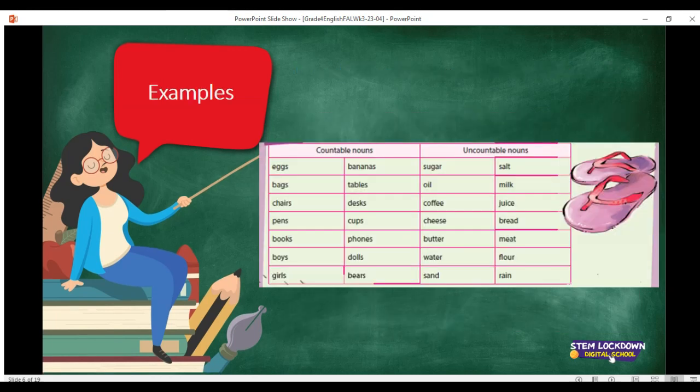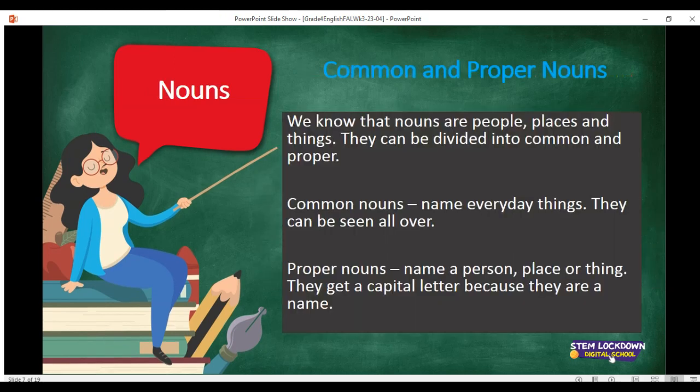Now, if we move on to common and proper nouns. I know in grade 3, you learned probably from your teacher that nouns are something you can see and touch. But we want to divide them into people, places, and things. Because nouns can be any of those categories.